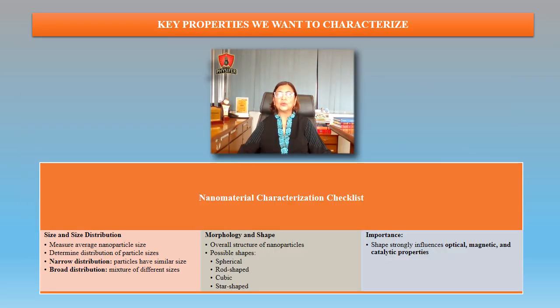Before we go into techniques, let's list what we actually want to know about a nanomaterial. Think of this as your characterization checklist. First, size and size distribution. Not just the average size, but how narrow or broad the distribution is. A narrow distribution means all particles are roughly of the same size. A broad distribution means you have a mix, which complicates interpretation.